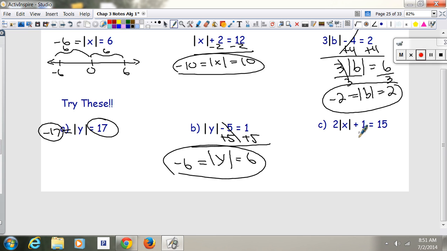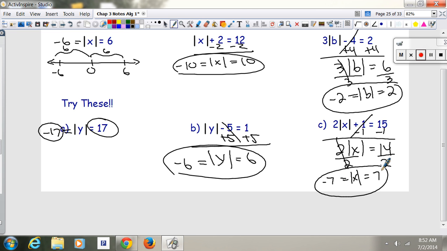And then letter C, subtracting 1, you get 2. Absolute value of x equals 14. Can't put the equal sign yet because there's a 2 there. You got to get rid of that 2 first. So absolute value of x equals 7, and then you could put your negative 7. Now you can get your two answers. 7, negative 7. That's with just an x inside of the absolute value line.